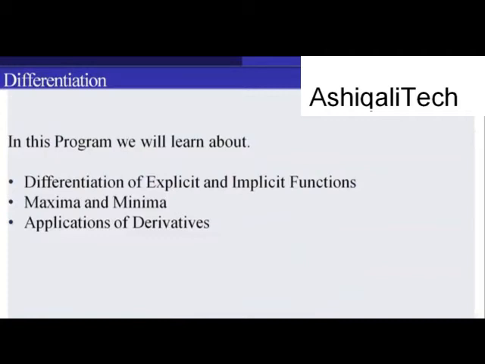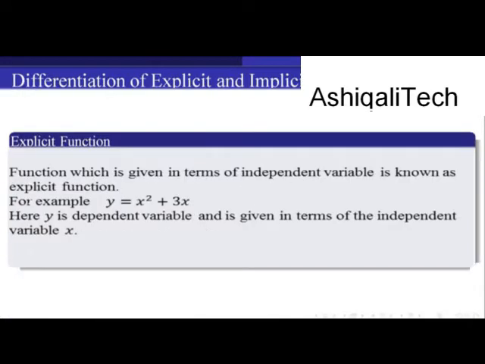Differentiation of explicit and implicit functions. Number 2, maxima and minima. Number 3, applications of derivatives. Dear students, first of all, we see the definition of explicit function.